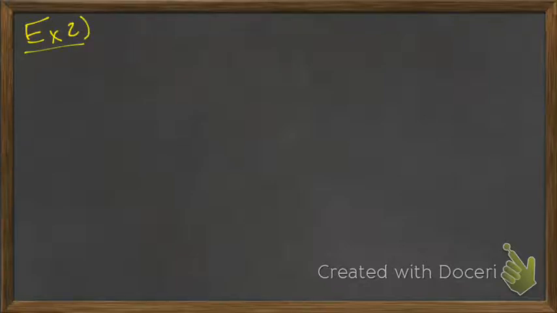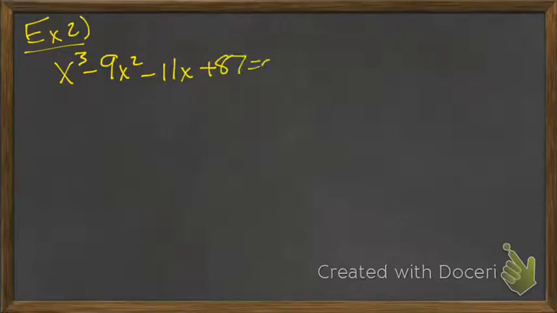Let's do x cubed minus 9x squared minus 11x plus 87 equals 0. Okay. Now as I look at this, there is no GCF for factoring, and I don't think we're going to be able to factor that one by grouping, guys.